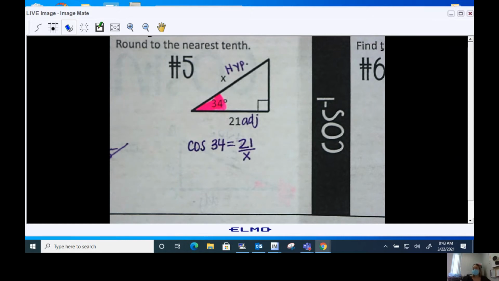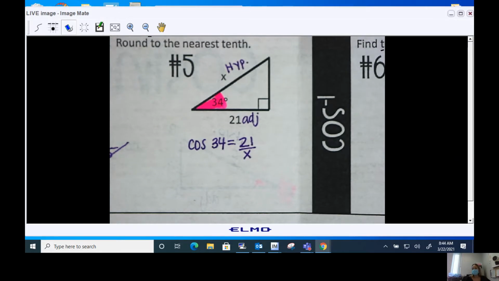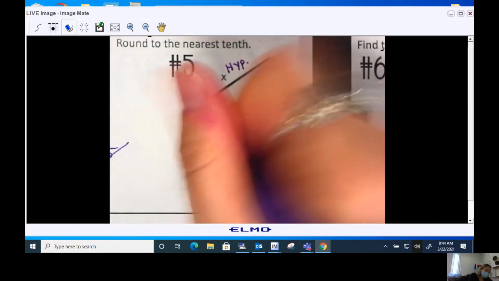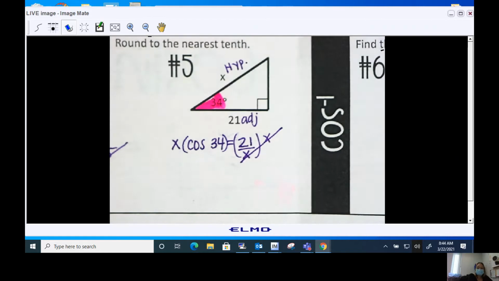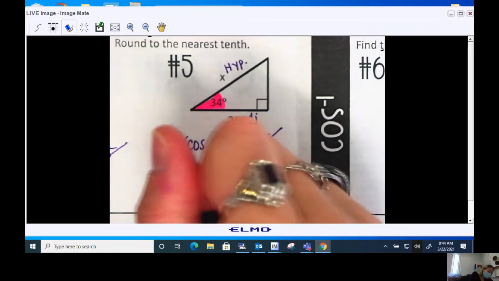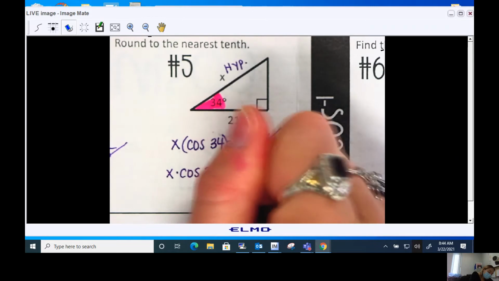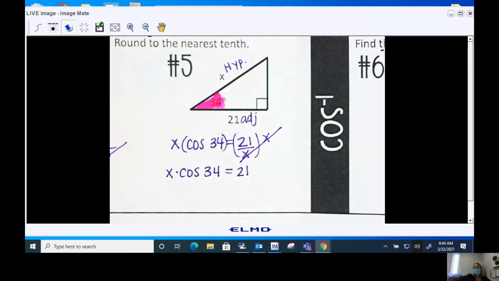All right, so does your setup look like mine? Cosine of 34 equals 21 over x. We good there? Thumbs up, thumbs down. We okay there? All right. What is my next step? Multiply. By what? The x. Multiply both sides by x. Good. So I've got x times the cosine of 34 equals 21.